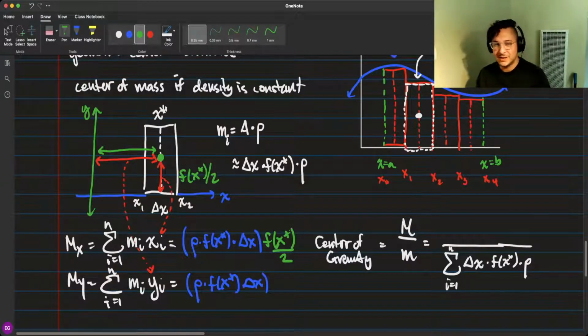And this is where I find out if people are able to follow me or not. So I'm going to pause. How far is that point? Yeah, it's x star, good.